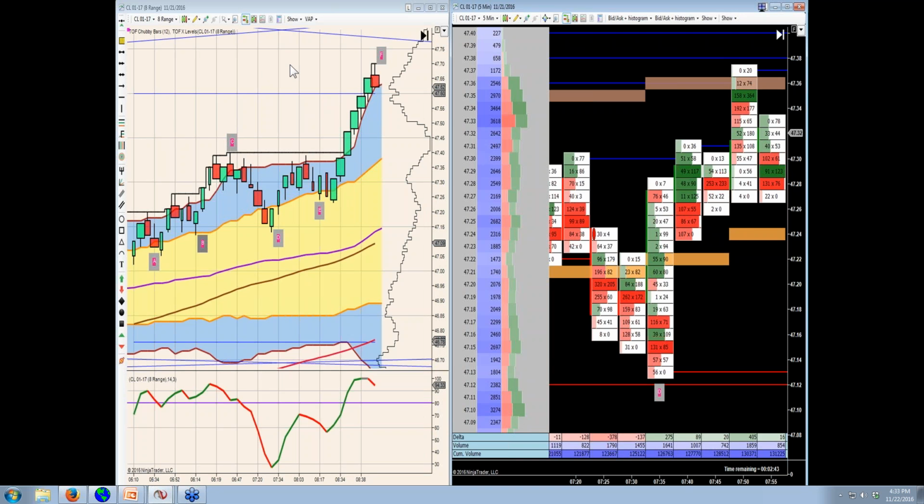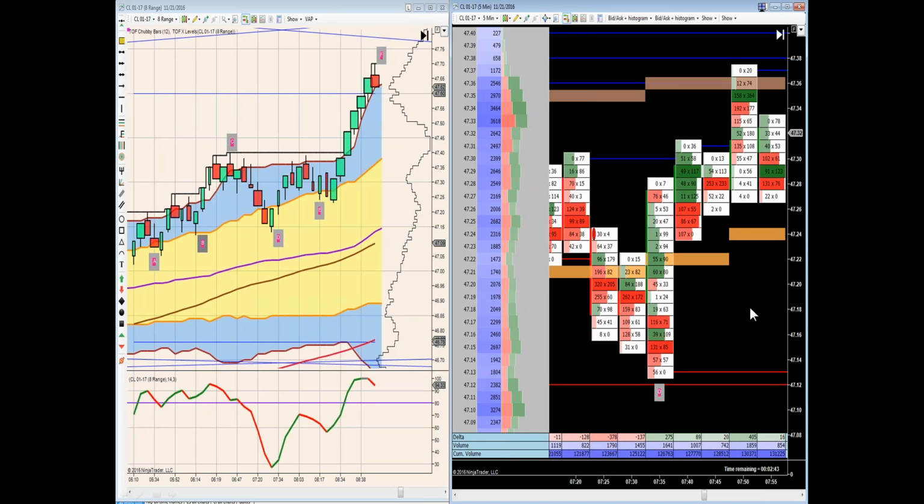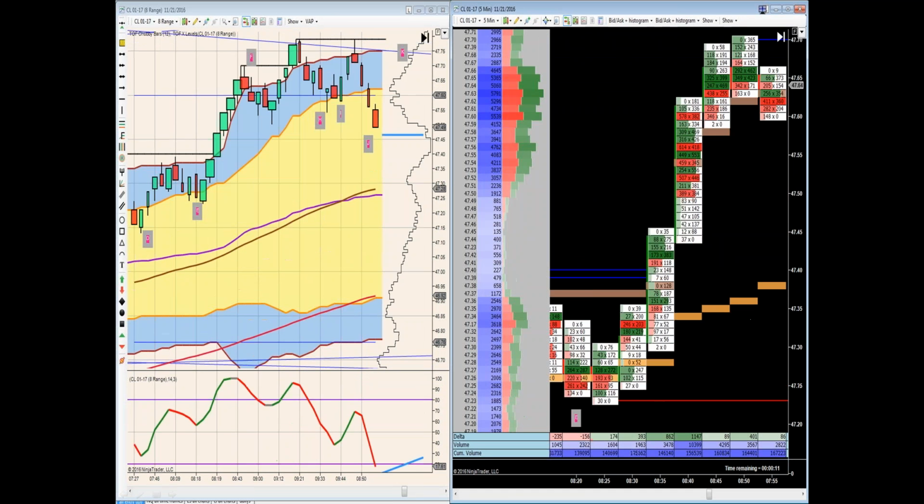This is an 8-range chart, so somebody might use something bigger, somebody might use something smaller, or use a time-based chart, but it's going to be the same. If you're at the high value area, even if you're using a 1-minute chart, you're going to want to see the buyers stepping up there before you try to buy it. So we get our retracement back to the high value area here, and once again, I have to decide, am I going to try to buy it again?